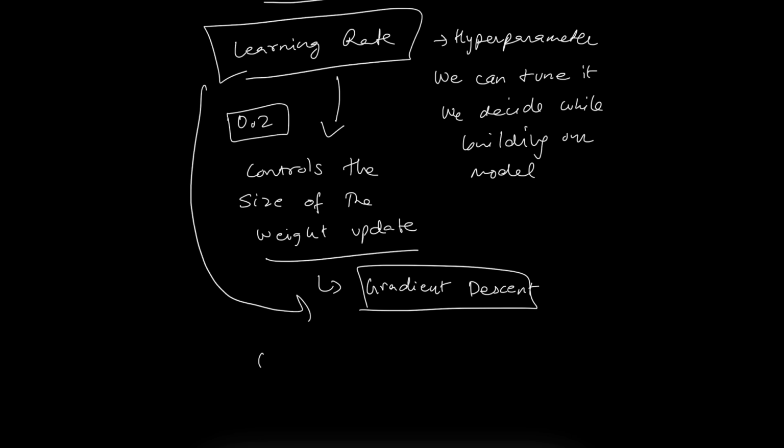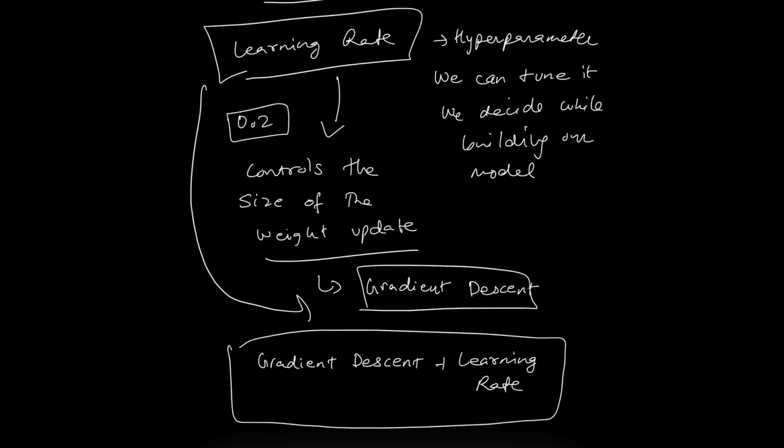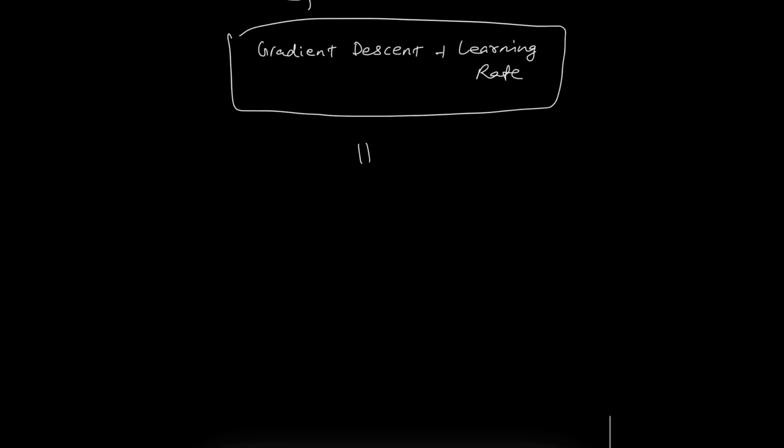So basically, gradient descent plus learning rate gives us the update of our variables or parameters. And this is exactly how we update our cost function.